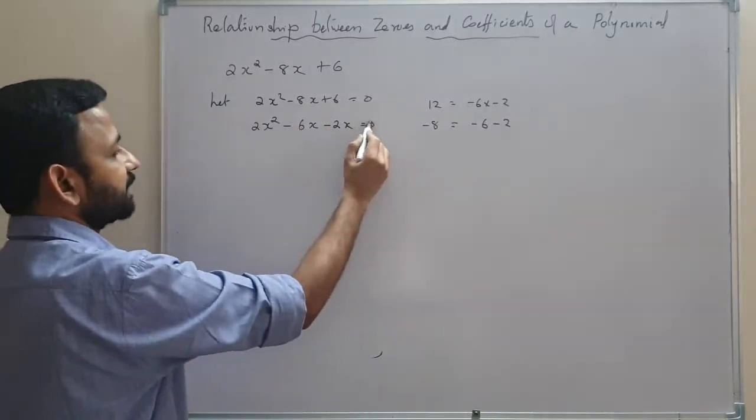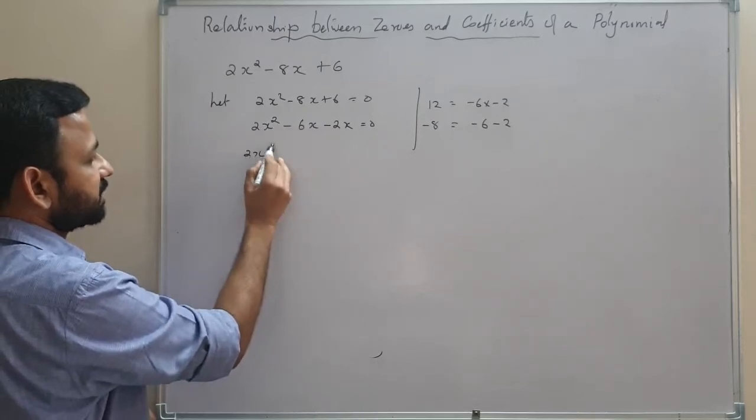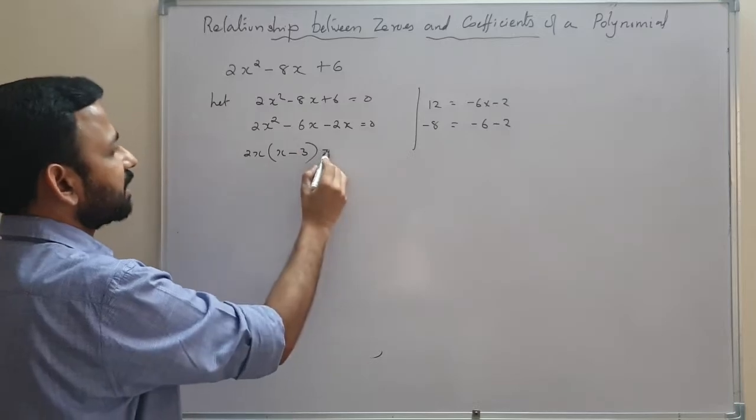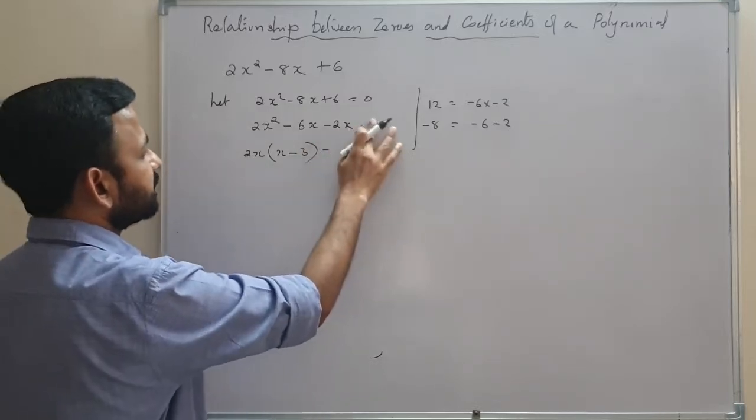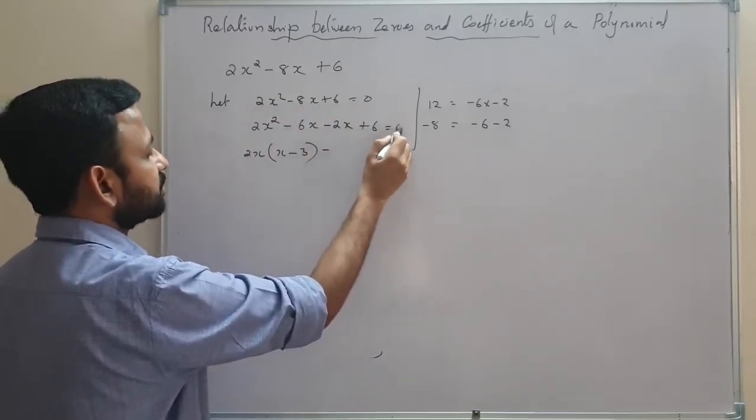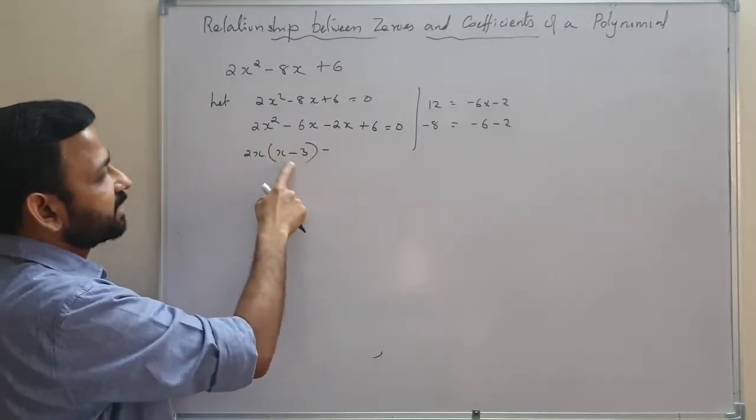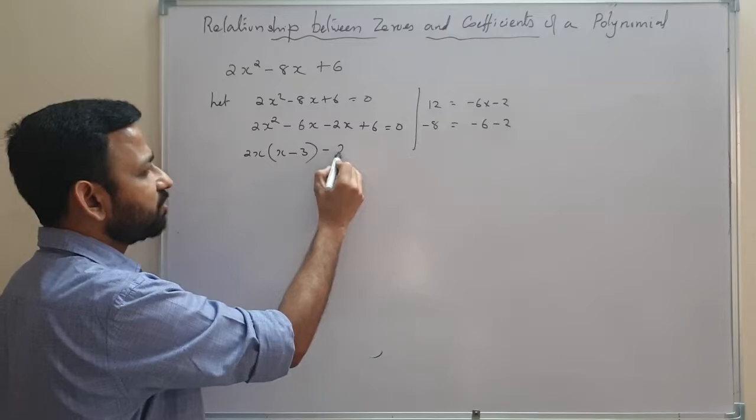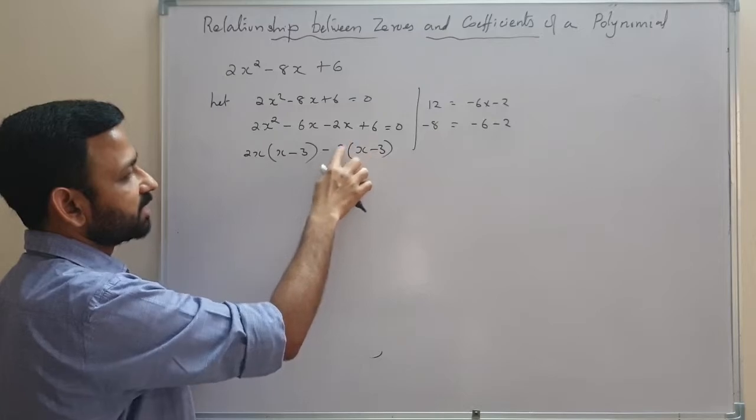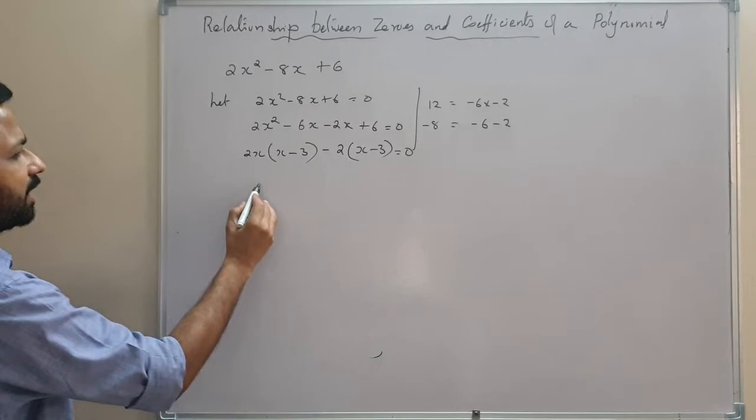So we write 2x square minus 6x minus 2x plus 6 equal to 0. Now we can take 2x outside from the first two terms, then x minus 3. Then minus 2 outside, then x minus 3. Minus 2 into x, minus 2 into minus 3 plus 6 equal to 0. x minus 3 is common.